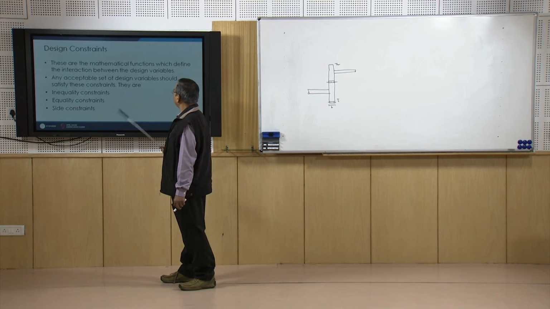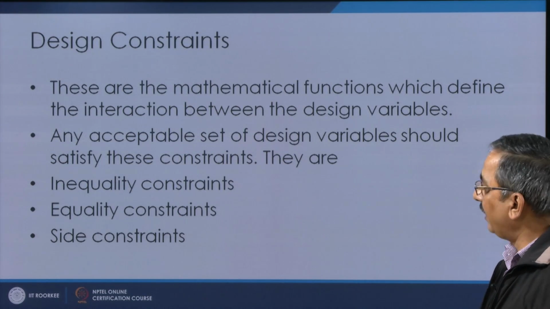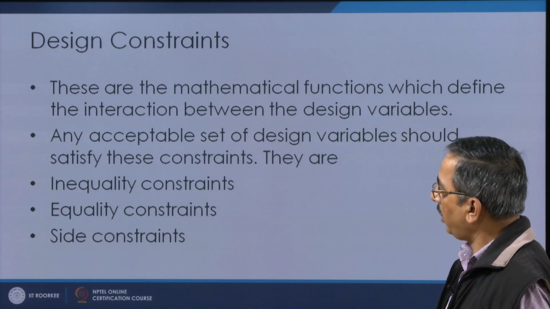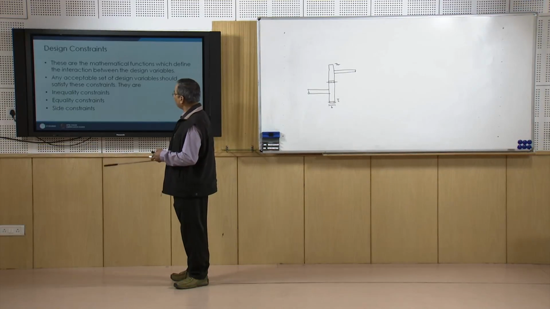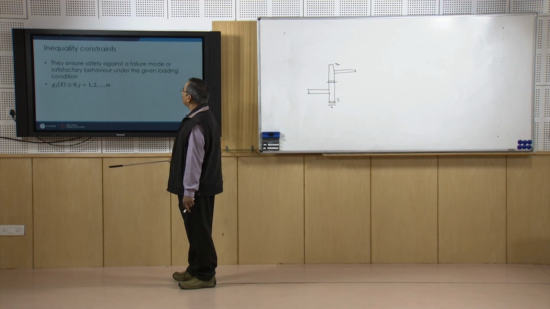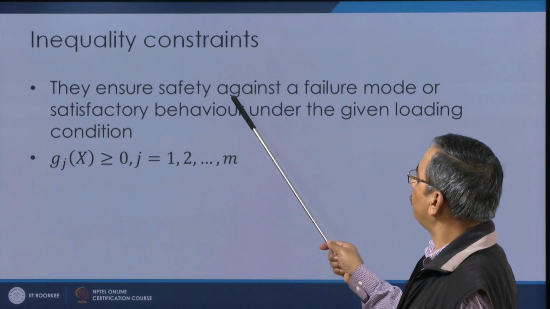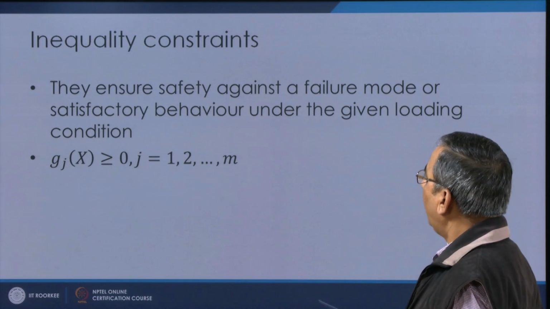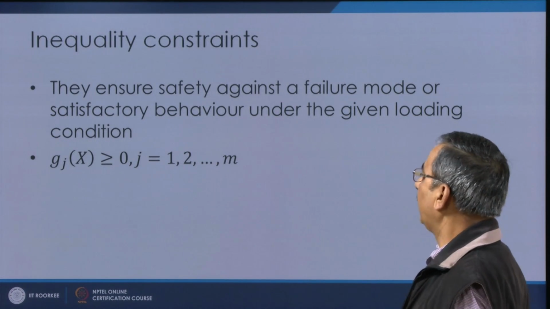Any acceptable set of design variables should satisfy these constraints. These constraints could be inequality constraints, equality constraints, or side constraints. So, we will have a look at what type of constraint these are. The inequality constraints actually ensure safety against a failure mode, or satisfactory behavior under the given loading condition.